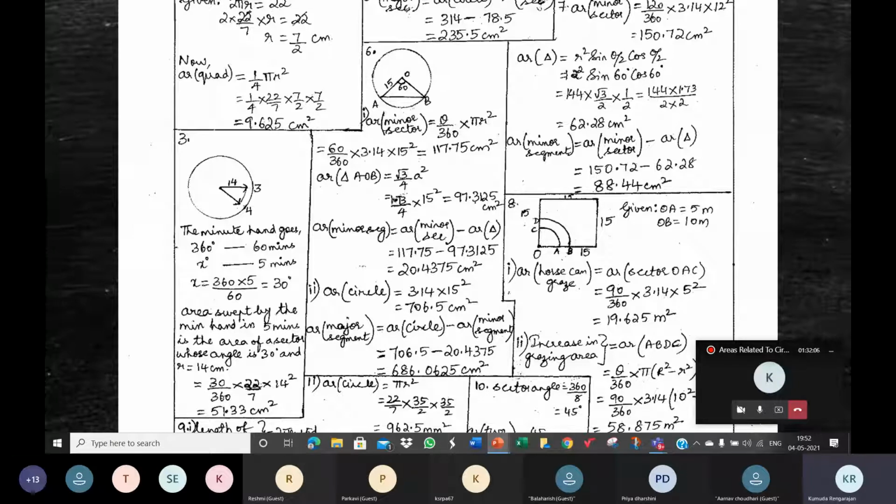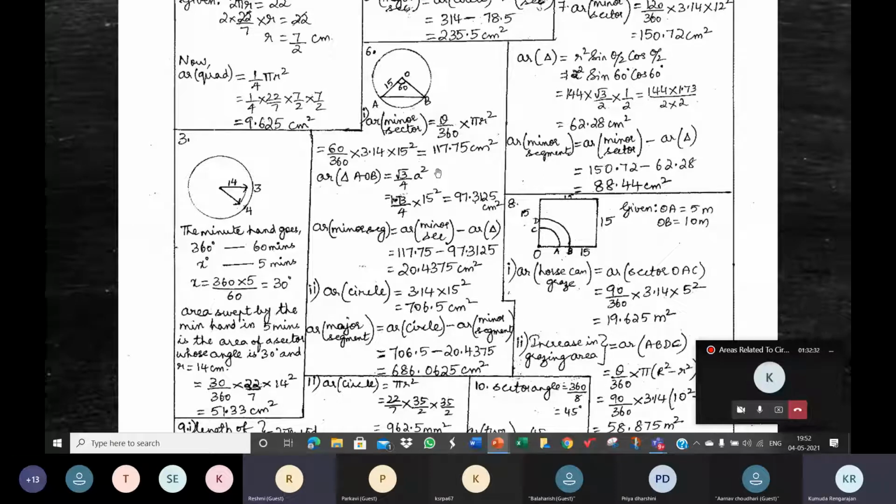Now tell me, what are the two ways in which you can get the area of the major segment? Here, what have we done? I forgot to mention that. Here we found the area of the circle. From the area of the circle, we removed the area of the minor segment. We took away the area of the minor segment to get the area of the major segment. That is what we have done here.